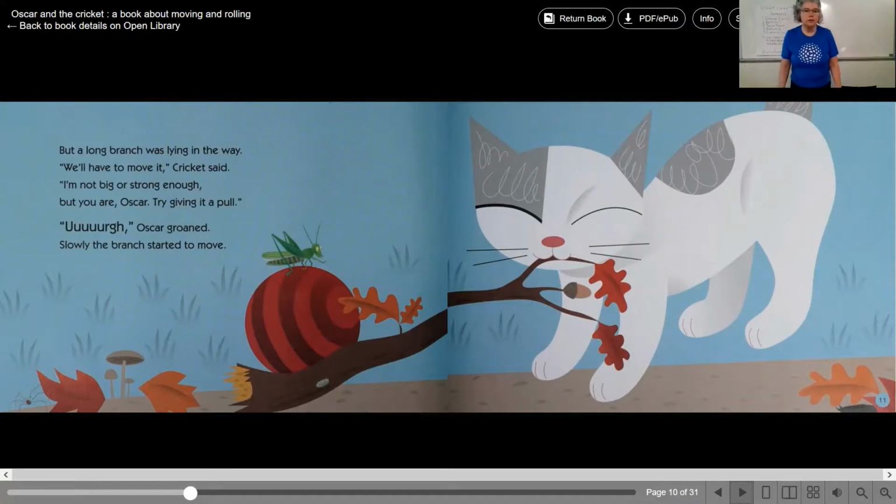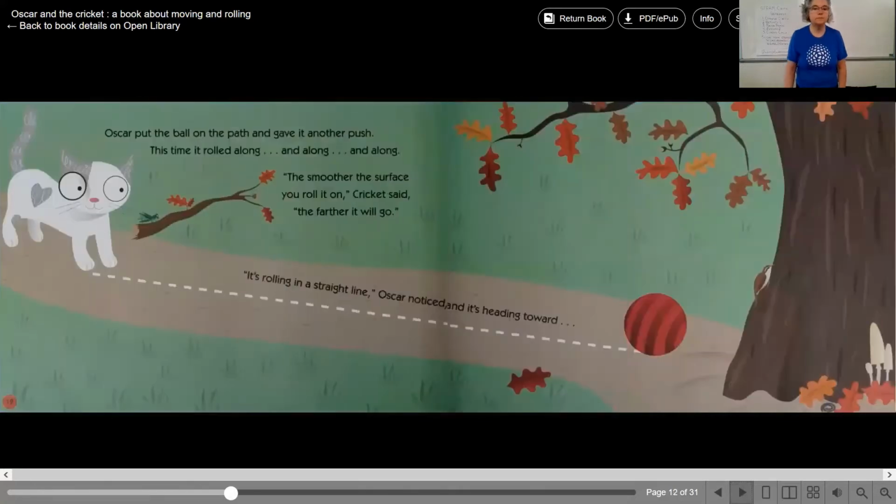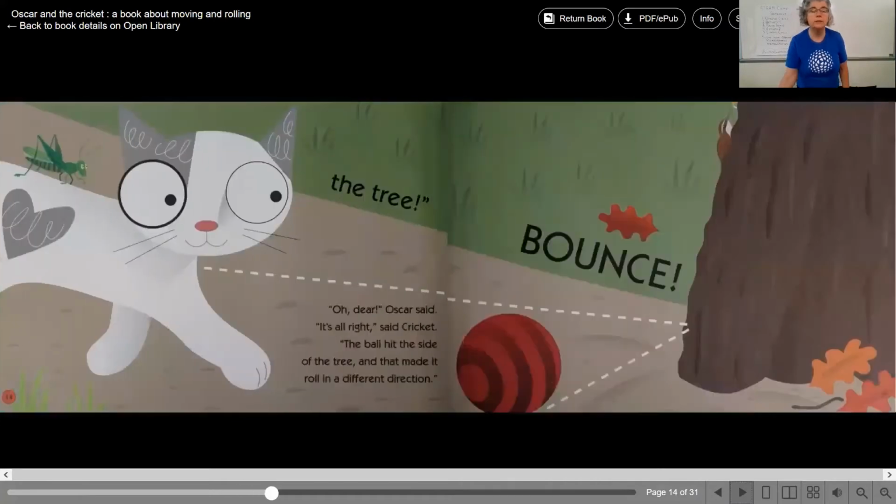Oscar groaned, and slowly the branch started to move. Oscar put the ball on the path and gave it another push. Remember our forces, push and pull. Give it a push, and what happened when he pushed it? This time it started rolling along and along and along. The smoother the surface you roll it on, Cricket said, the farther it will go. It's rolling in a straight line, Oscar noticed, and it's heading towards, what's it heading towards? Oh my goodness, the tree.